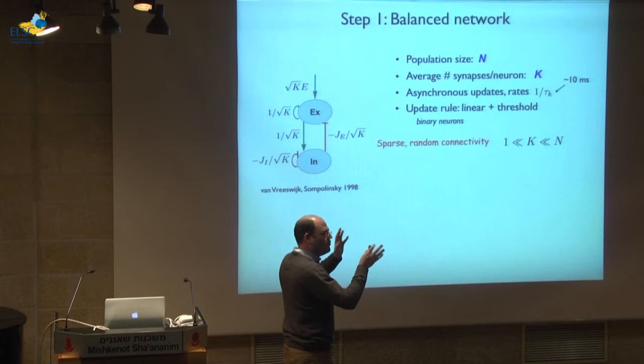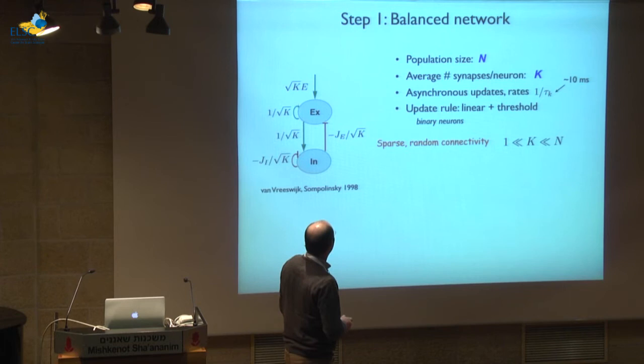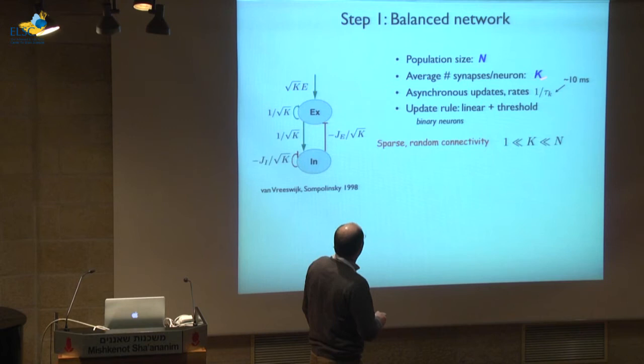And so the connections are random, but on average, there are k connections to each neuron. Our neurons are going to be simple binary neurons which update asynchronously. So each neuron randomly decides when to update itself at a rate which is tau k. This tau can be different for the two populations, but we're going to choose it to be about 10 milliseconds. So this is the intrinsic time constant of our neurons.